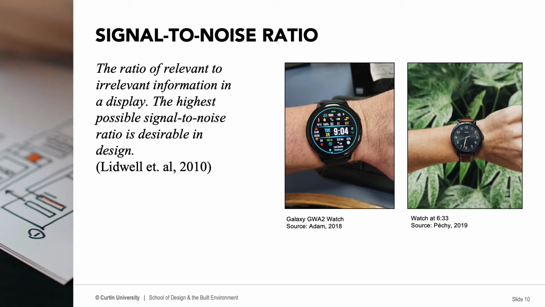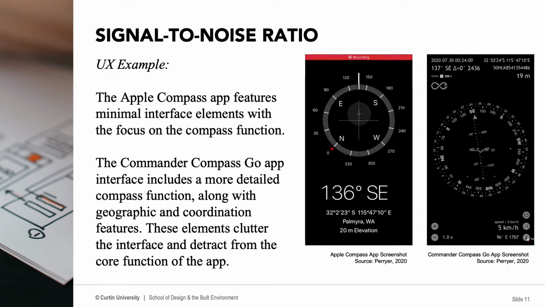Now, highest signal to noise ratio means the signal is very strong and the noise or the distractions are very low. So you want to have lots of signal and low noise. That's the ideal balance. Let's look at a specific UX example.